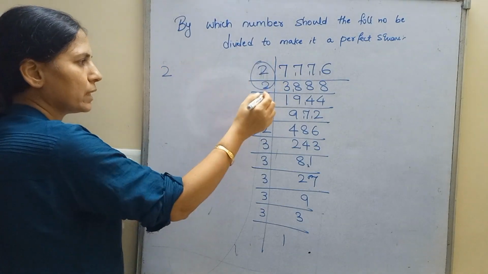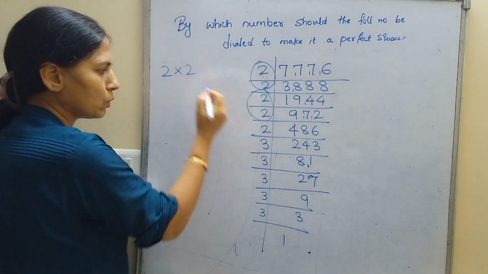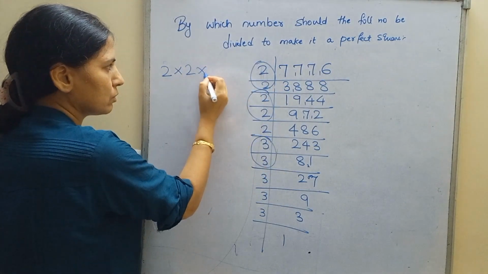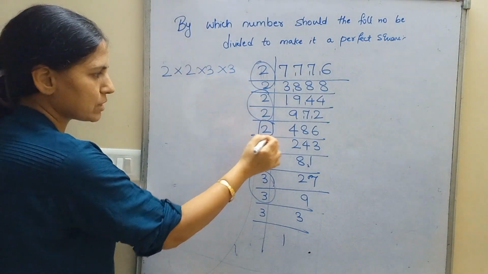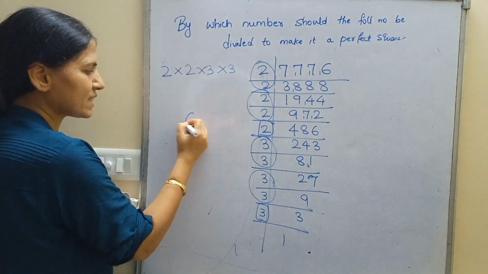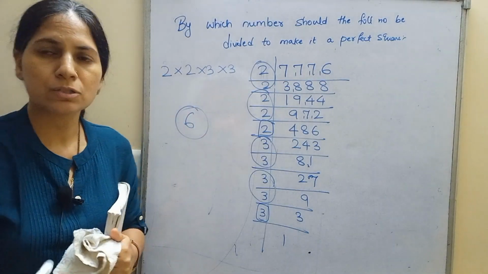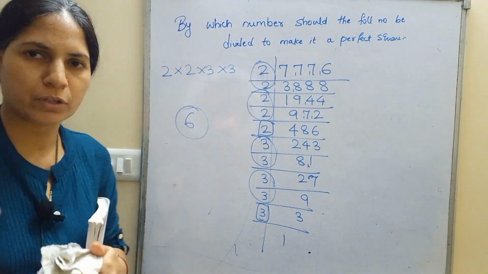A pair of 2, one more pair, a pair of 3 and a pair of 3. What is left is 2 and 3. So 6 is the extra number. So it has to be divided by 6 to make a perfect square.